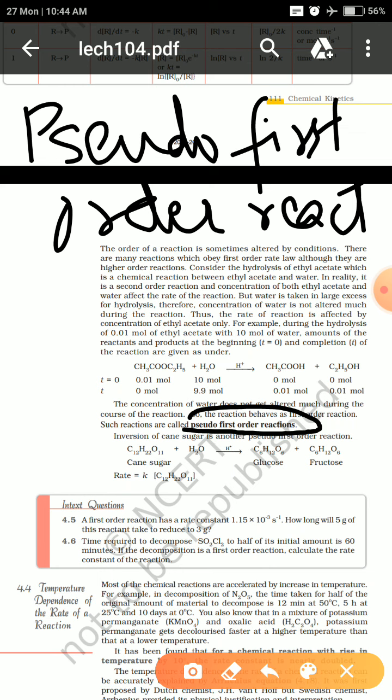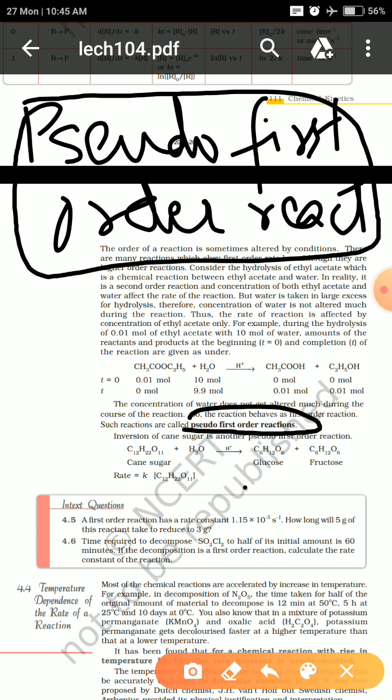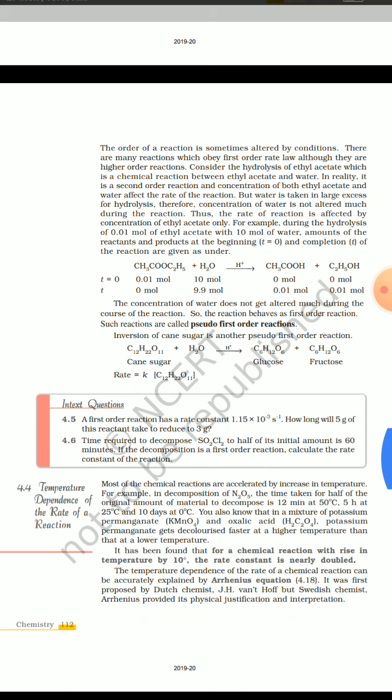Any higher order reaction, the order could be 2, 3 or 4, which seems to be higher order but behaves as the first order, such type of reaction is known as pseudo first order reaction. It means the reaction is actually a higher order reaction, but it behaves as a first order reaction. We will understand with the help of an example.